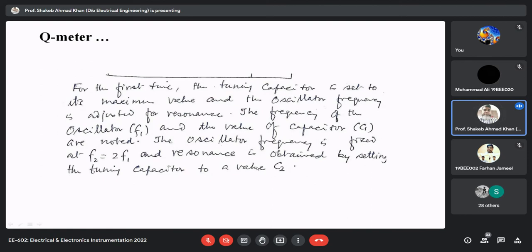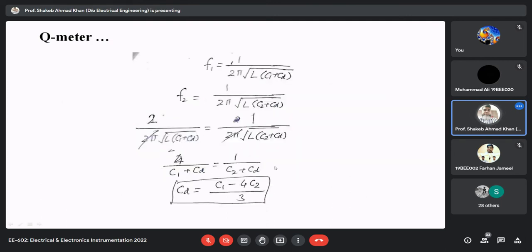Now we have four readings: one is F1 and C1, the other is F2 and C2. Now F1 is equal to 1 upon, from the resonance condition, where Xc is equal to XL, the series resonance condition. This is XL is equal to.